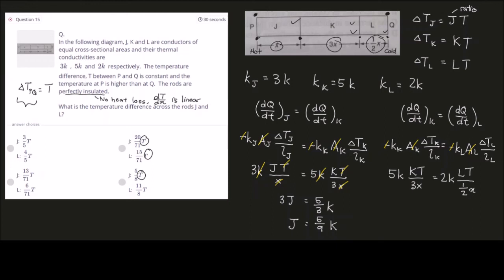Okay, so again, we have many things to remove. We have KT and X to remove. So now we are left with 5 over 3K equals 4L. Well, we expressed J in terms of K, so let's just express L in terms of K. If we express L in terms of K, it will be 5 over 12K.